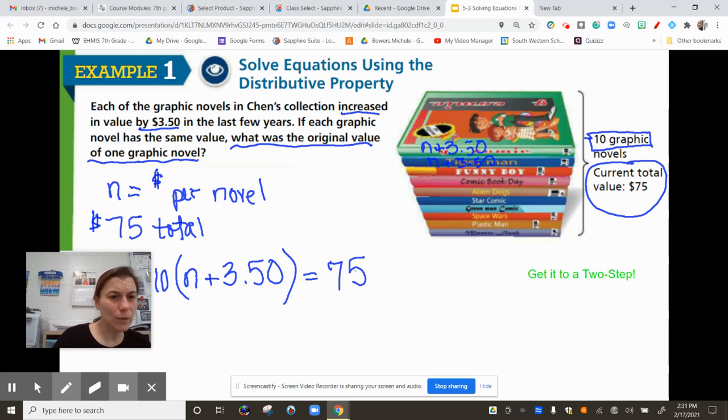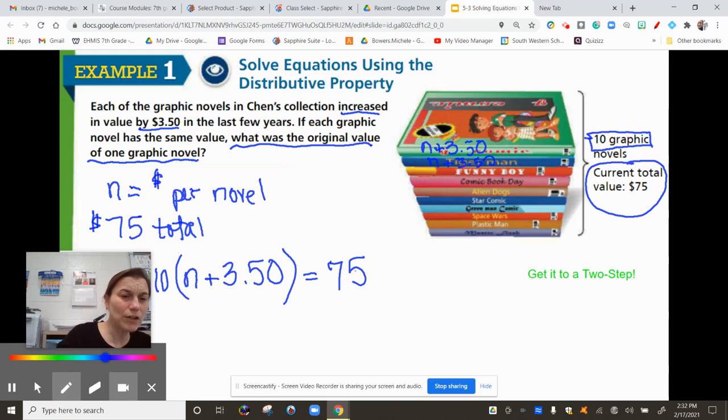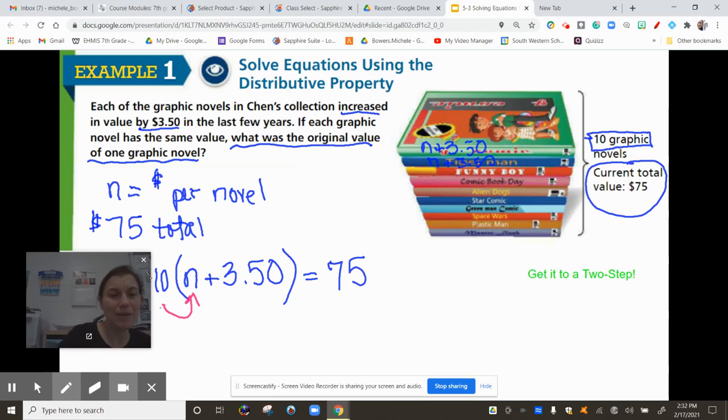And what you might notice about this equation is that it's slightly different than the ones we did before because this has parentheses in it. That's going to add an additional step to solving, because when we have our equation and now we're going to solve it, when you have an equation with parentheses, then the first thing you have to do is use the distributive property. And that means I'm going to multiply the number on the outside by everything on the inside of the parentheses. So 10 times n and 10 times 3.50. So 10 times n is 10n.